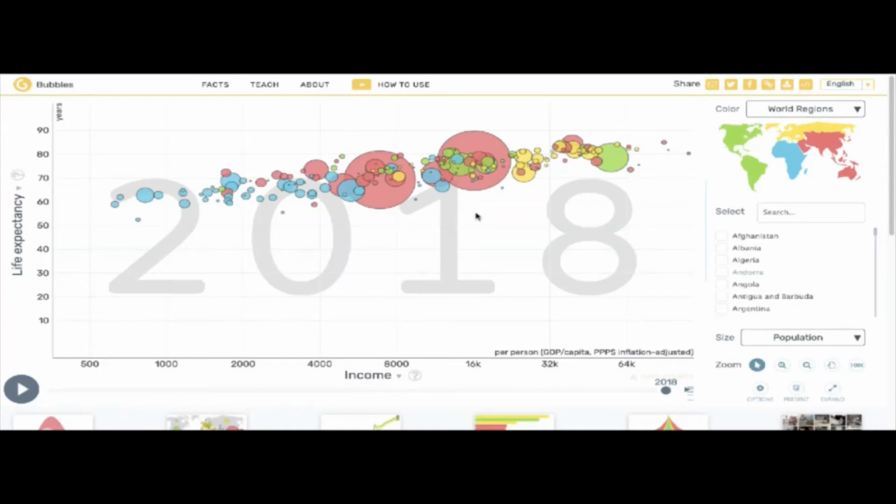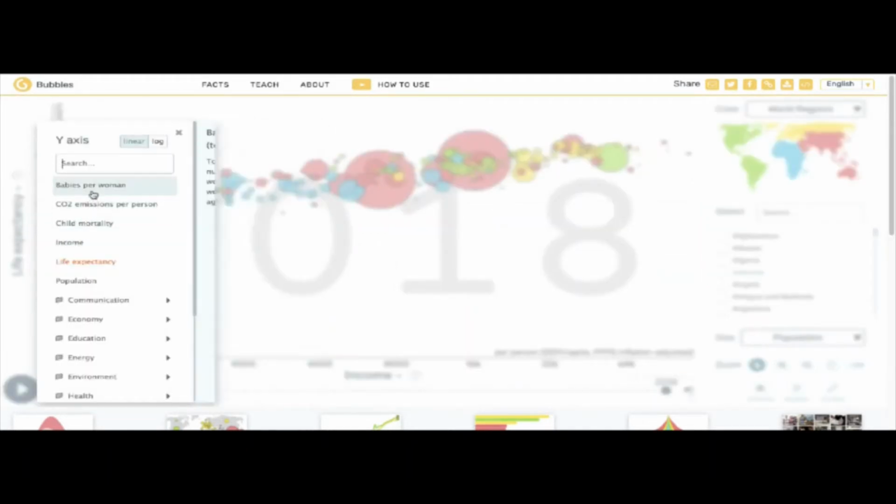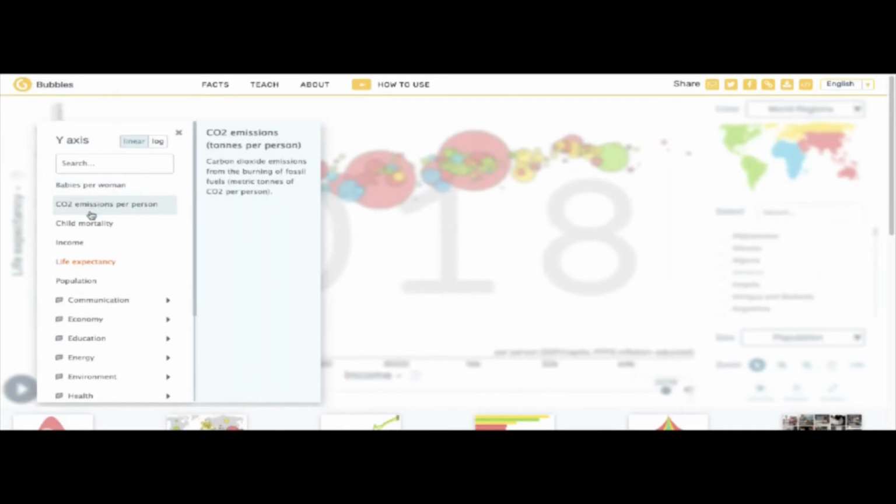So I'm going to pick the relationship between CO2, pollution, global warming, and population size and politics. How does Australia compare with UK, compared with China? So I've just logged into Gapminder, and this is the page that was set up when I arrived here. It's got income along the bottom, which is per person. So it's the GDP per capita, inflation adjusted in international currency scales. And on the left hand side, we've got life expectancy, which is not relevant to what I'm looking at. So I'm going to go and have a look and see what other scales I could use. I could look at babies per woman, child mortality, population, but I'm going to take CO2 emissions per person.